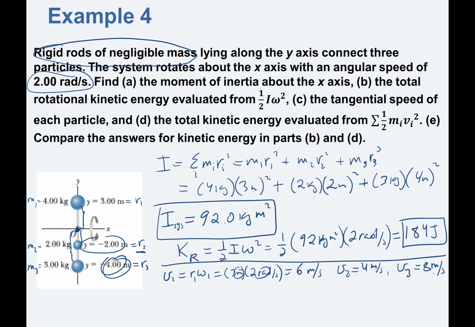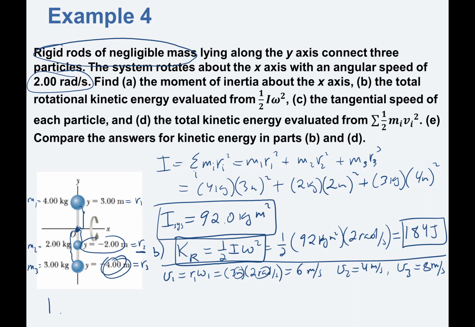Part D says, then find the total kinetic energy by finding the kinetic energy of each one and adding them together. Because what I did for part B, I calculated kinetic energy from the system point of view. That means the system has 2 radians per second angular speed. The moment of inertia of the system is 92 kilogram meter squared, and I use that equation for the system, and I calculate 184 joules.